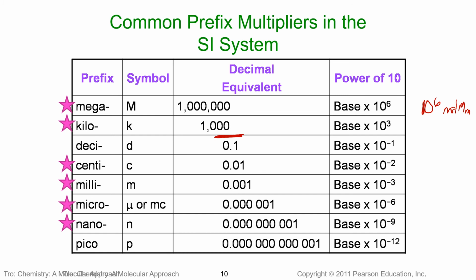All of these are the common ones that we use, and they can be used for anything. You could have a microsecond, a centigram, a nanokelvin. They can be used with any of the measurements, and this just tells you how big or small it is from the base unit. If you would like additional help with prefix multipliers, please let me know. This will not be the last time that we see them.